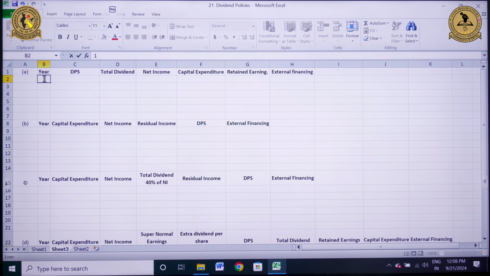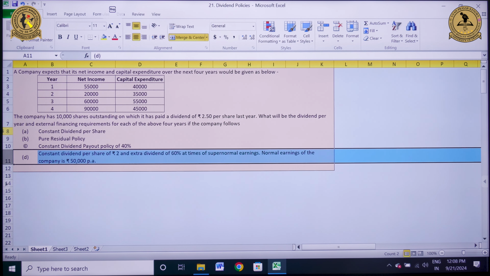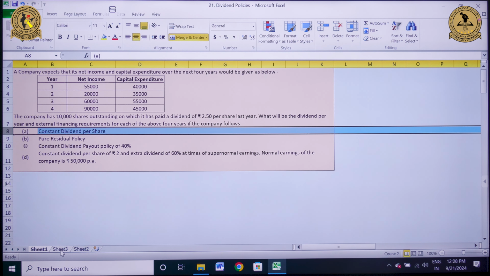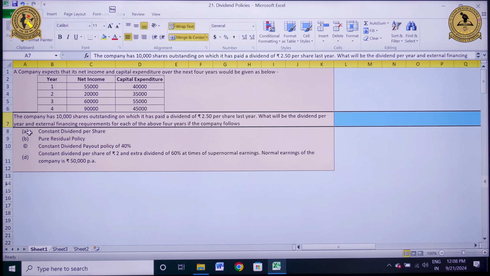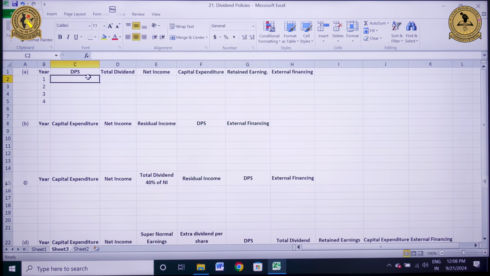Now there are 4 subsequent years, year 1, year 2, year 3 and year 4. The first part is that if the company follows a constant dividend per share, and the numerical clearly specifies that the constant dividend per share is rupees 2.5. So let me simply note it down. Dividend per share is 2.5 and let's drag it from year 1 till year 4. We all know that the total number of equity shares is 10,000. So my total dividend will be equal to dividend per share multiplied by total equity shares.